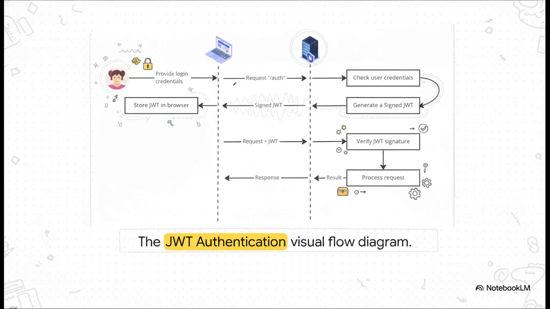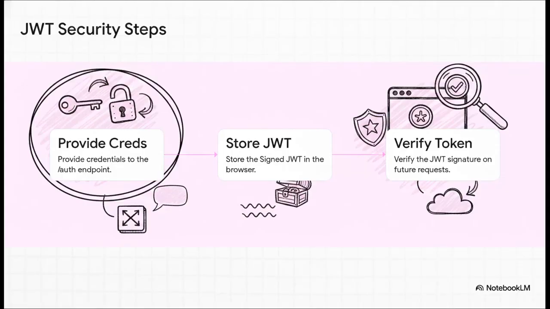Here's the exact life cycle of how that works. The user hits the auth endpoint with their login credentials. The server verifies those, generates a signed JWT, and sends it back for the browser to store. From then on, every single new request carries that JWT. This allows the server to instantly verify the signature and just process the request without asking for a password again. So to quickly summarize Kintsugi's security loop, Step 1, provide credentials to the auth endpoint. Step 2, store the signed JWT securely in the browser. And Step 3, verify that signature on all future requests.